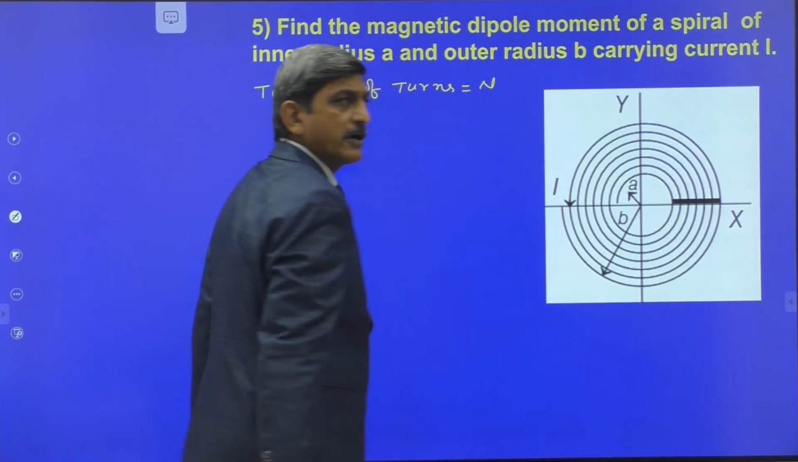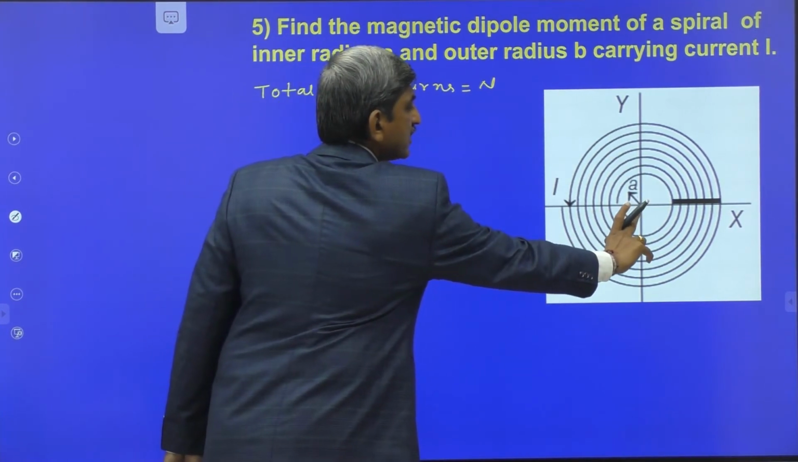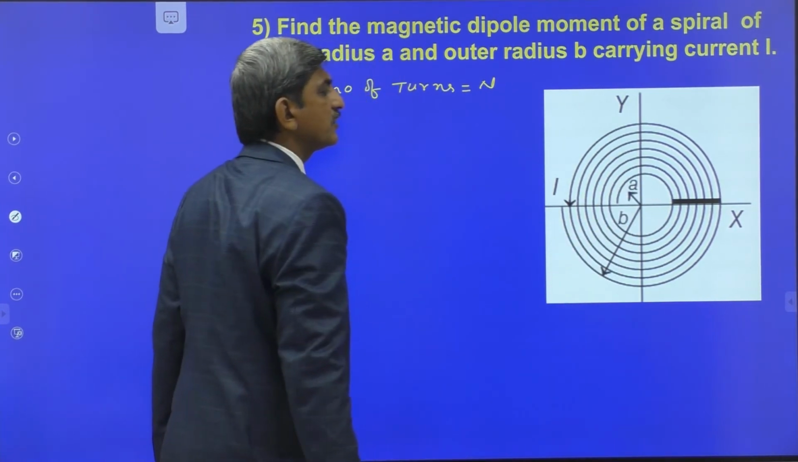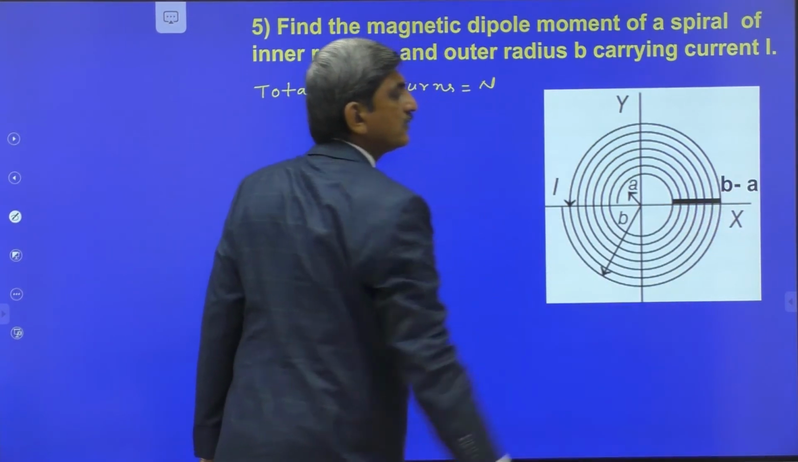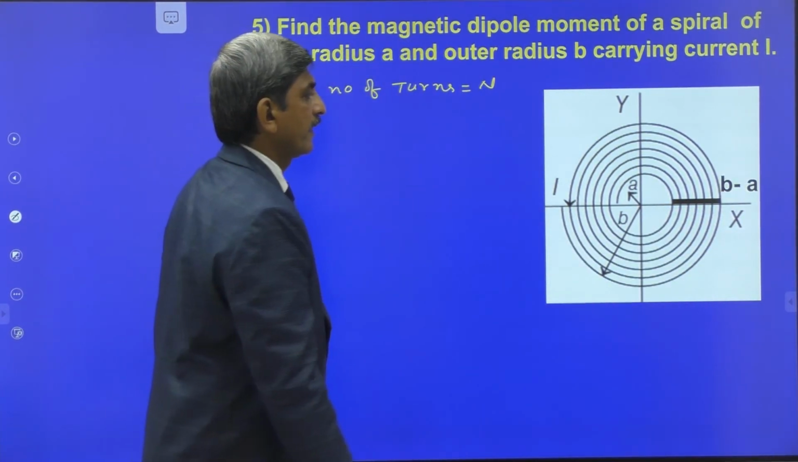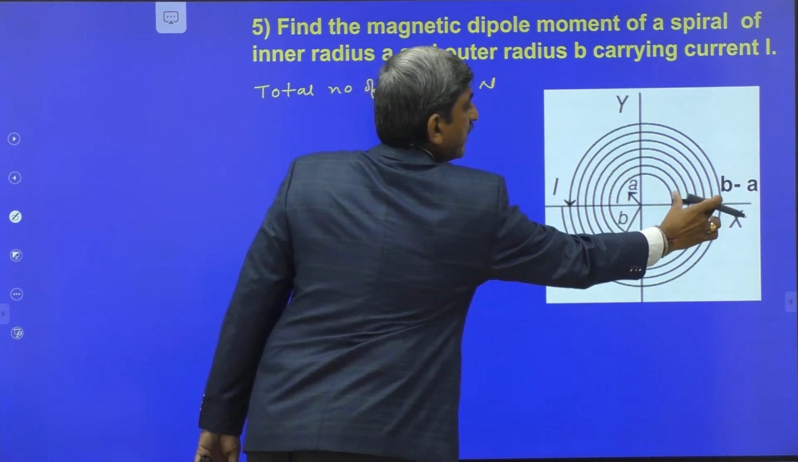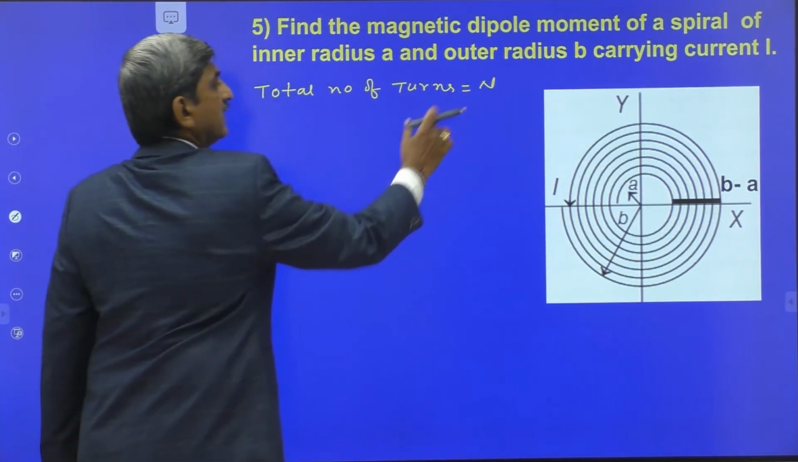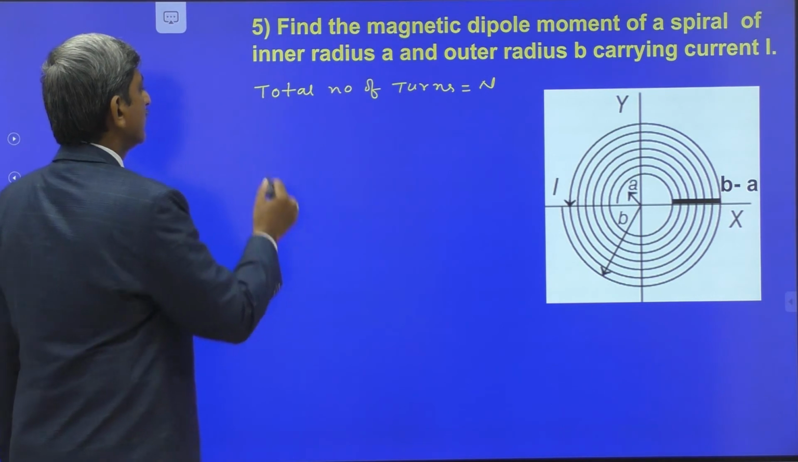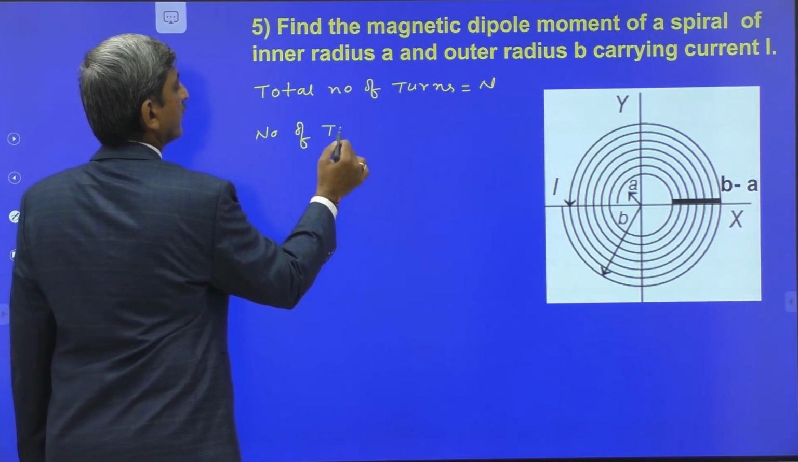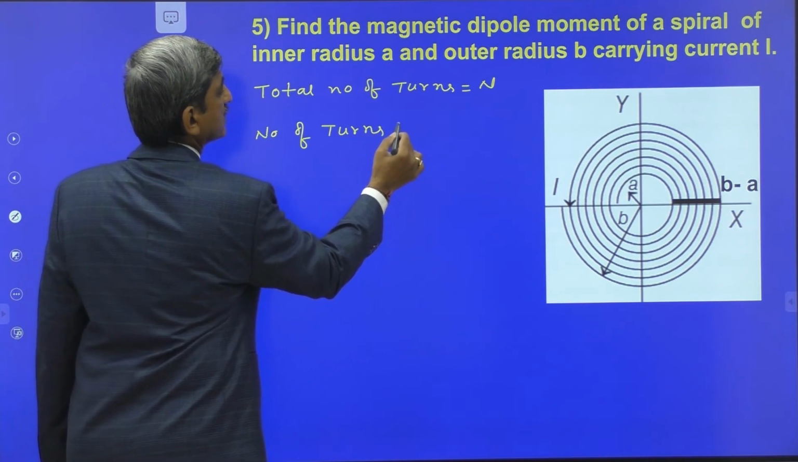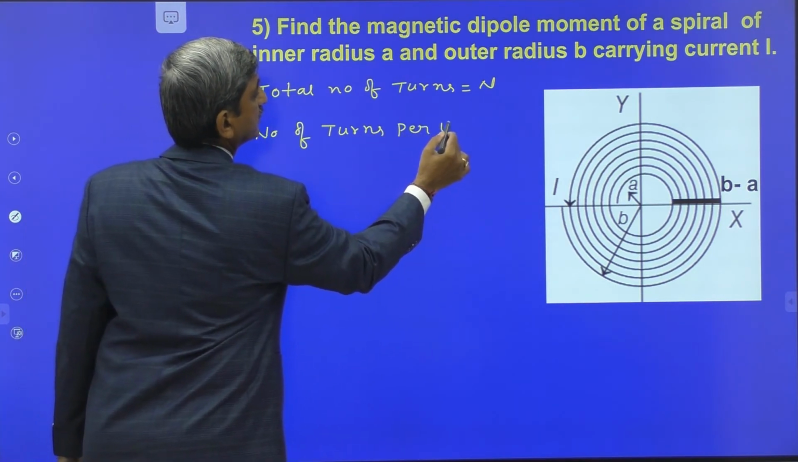For that, what is the length of the spiral shape coil? The outer radius is equal to B, the inner radius is equal to A. That's why the length of the spiral shape is equal to B minus A. Now, in this B minus A length, there are N number of turns. Then what is the number of turns per unit length?